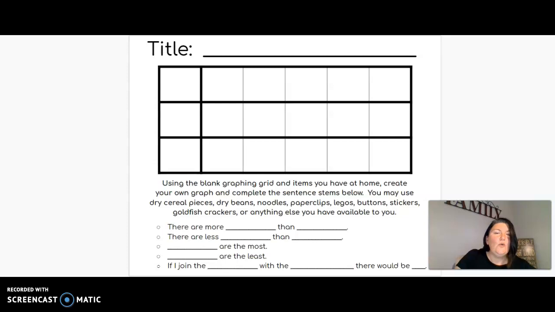And lastly, we have a challenge for you. We've given you a blank grid. We want for you to gather some items from around your house and create your own graph. You can use Legos or beans, you can use noodles or buttons, anything you have.